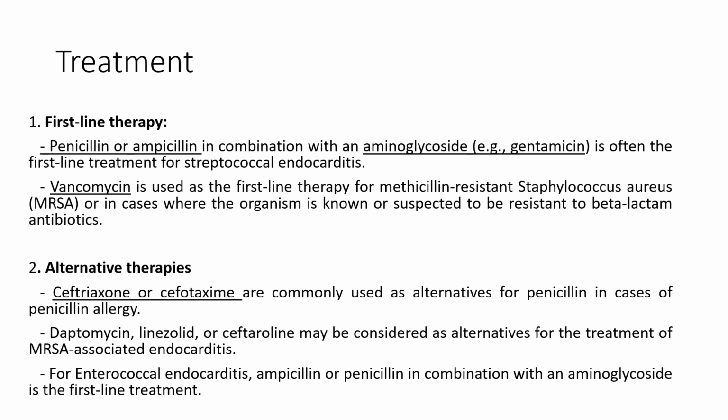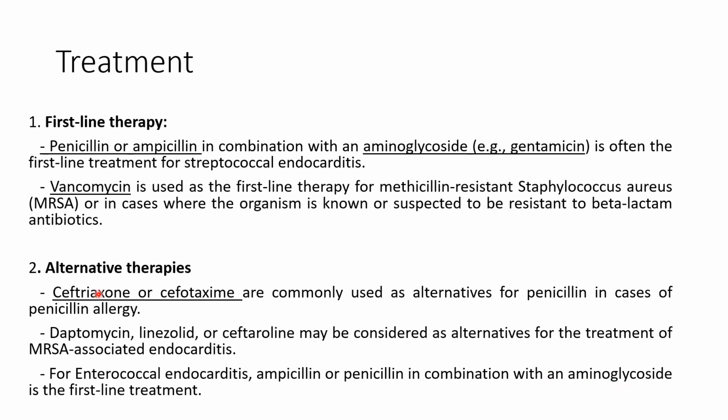Now coming on to treatment. Streptococcal endocarditis mostly responds to penicillin or ampicillin in combination with an aminoglycoside. This becomes the first line of treatment for streptococcal endocarditis. If you have methicillin resistant Staph aureus, then you give vancomycin. But if it's enterococcal endocarditis, then again ampicillin or penicillin in combination with an aminoglycoside becomes the first line of treatment.